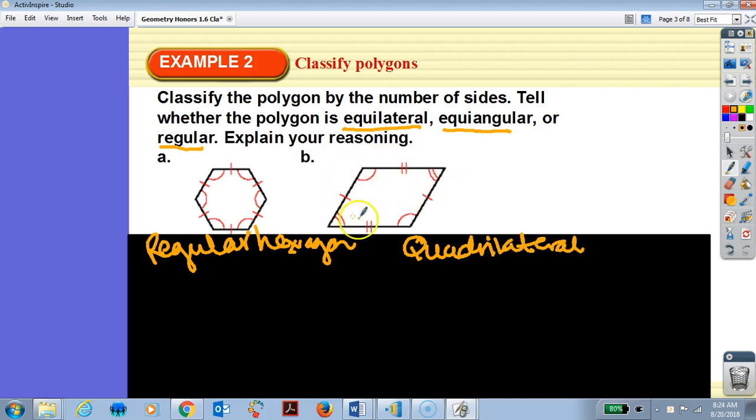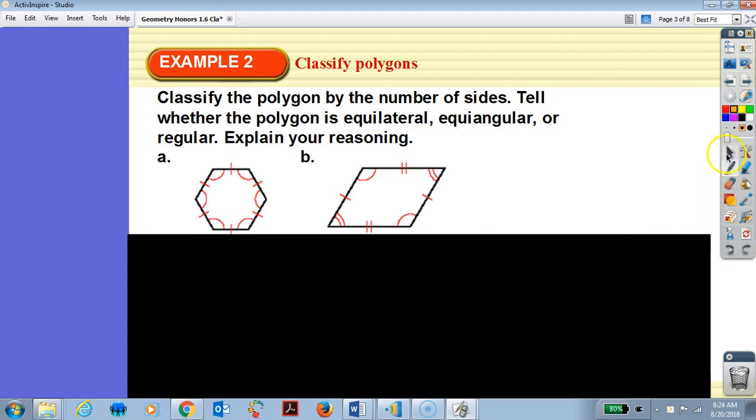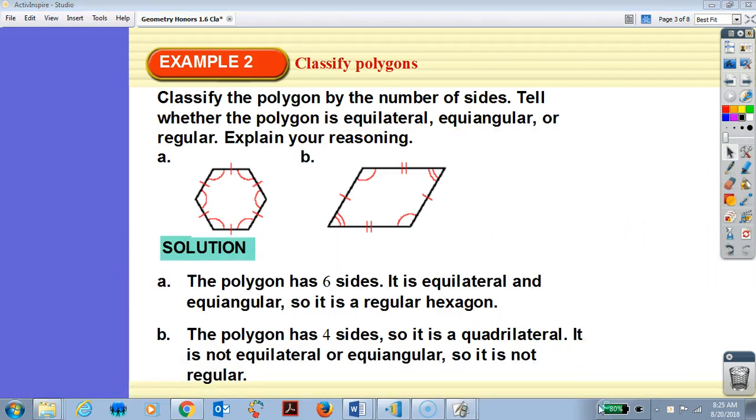Is this equilateral? Are all sides equal? No. Equiangular? No. These two are the same, these two are the same, but they're not all the same. These are acute, these are obtuse. Definitely not all the same. So it is not regular. It's not regular, it's not equilateral, and it's not equiangular. Okay? Quadrilateral, not equiangular, not equilateral, not regular.